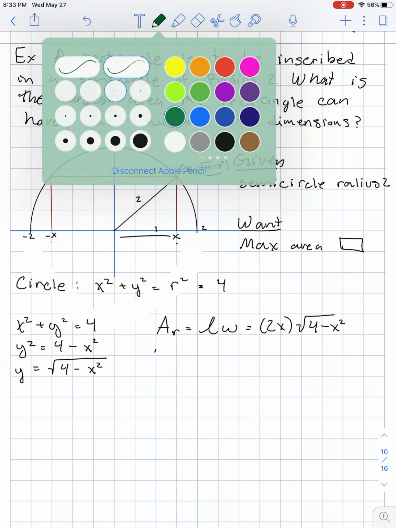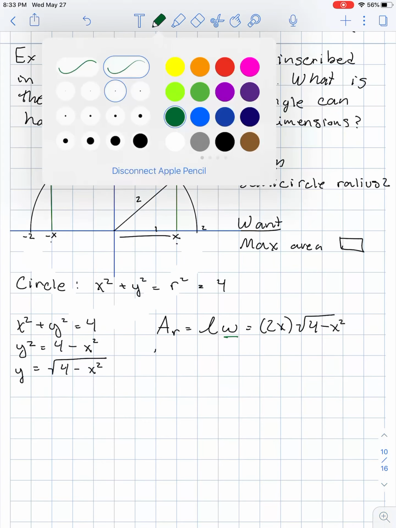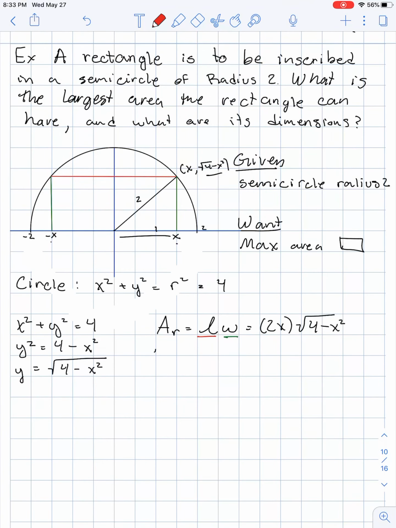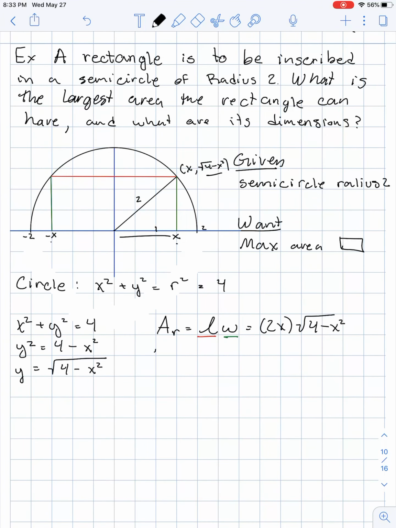So if I made my width green and my length red, okay? I hope that helps. So now we have an equation for area. And actually it happened so that I only have x's again, which is awesome. I only have one variable.